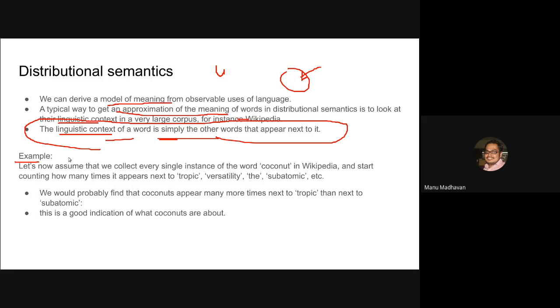Suppose I programmatically collected every instance of the word coconut in Wikipedia and start counting how many times it appears next to tropic, versatility, the, and subatomic. Four words: tropic, versatility, the, and subatomic.